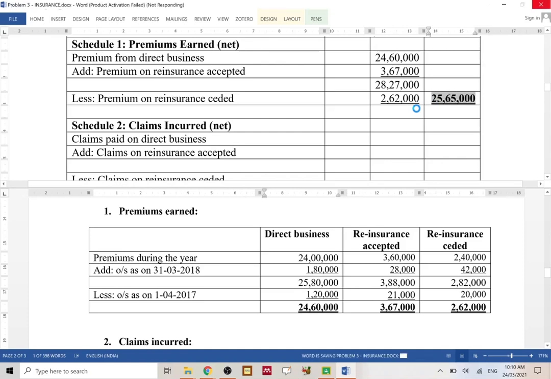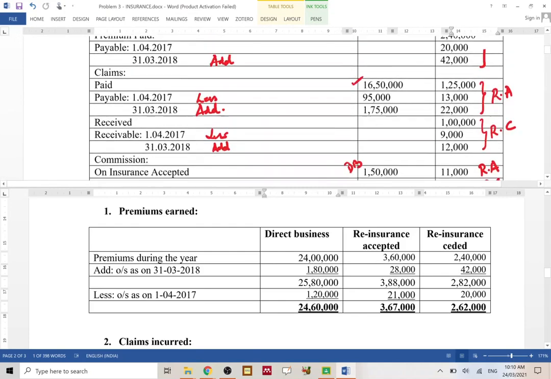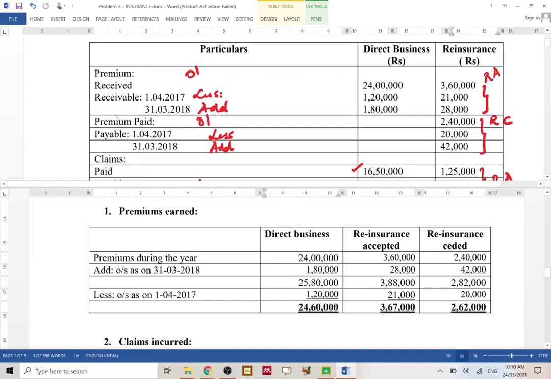So remember the rules. If it is premium received, that means it is always on reinsurance accepted or on your own direct business. If premium is paid, paying premium for insurance companies is a very unusual activity. They don't pay premium to clients, right? But they do pay premium when they have ceded the reinsurance, right? So RC, and then minus previous year's outstanding balances, add current year's outstanding balances, and you have this entire working note.